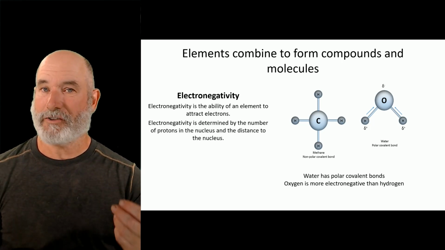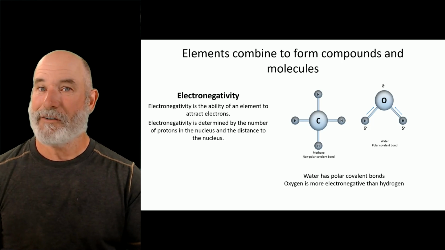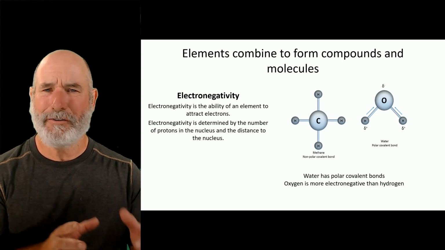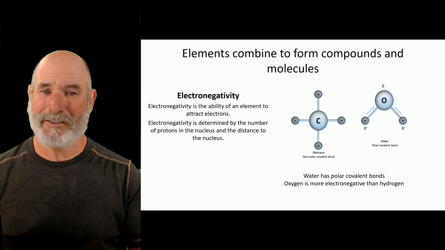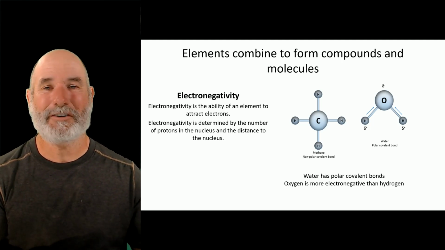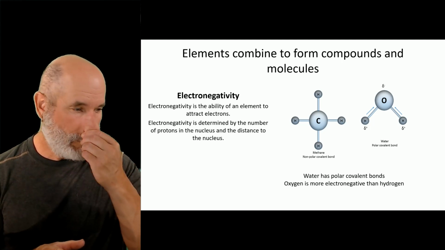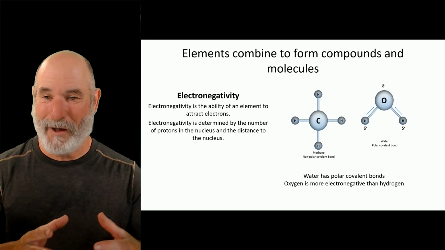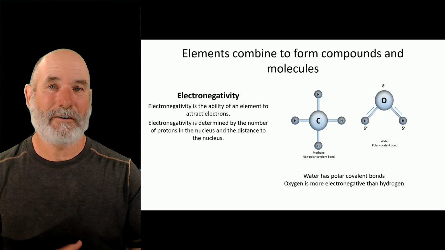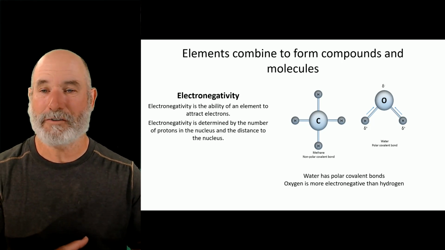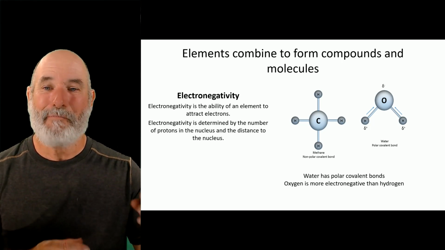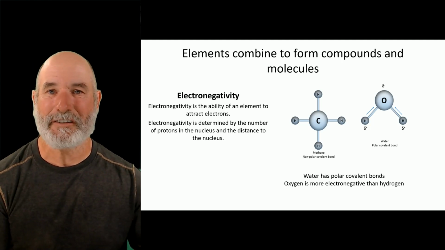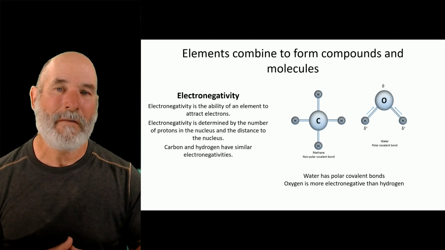So electrons are negatively charged. Protons are positively charged. Opposite charges do attract. So the more protons you have, the stronger the positive charge in your nucleus, and the stronger the pull on those electrons. But there's one more variable. It's not just the number of protons, it's also the distance to the nucleus that matters as well.